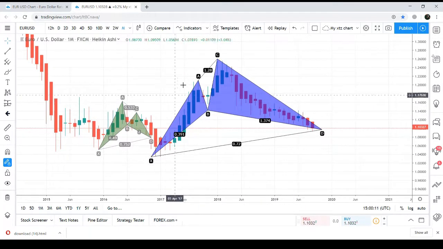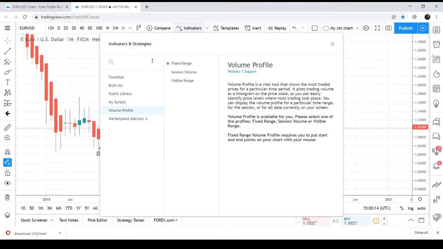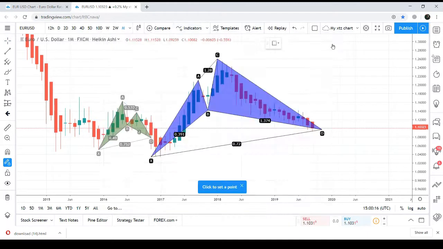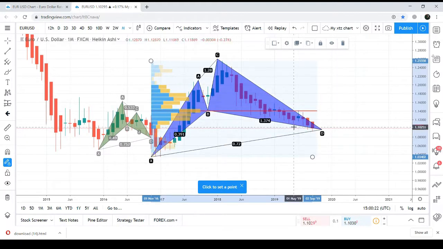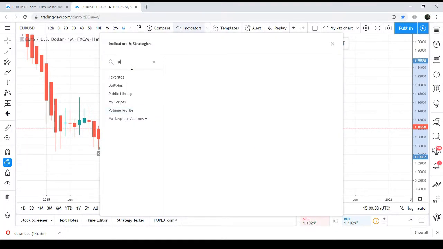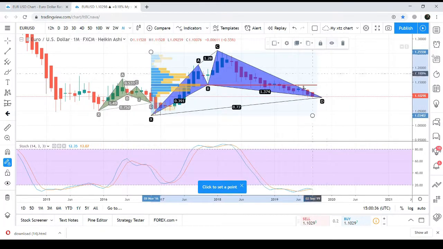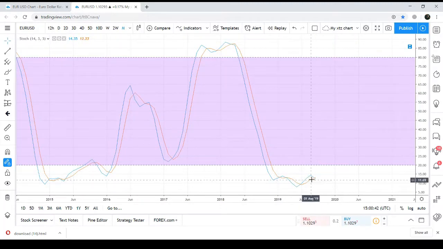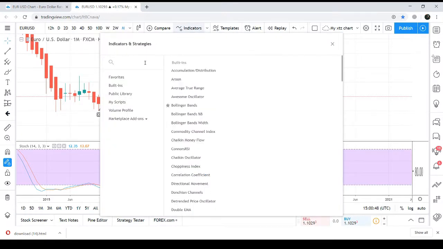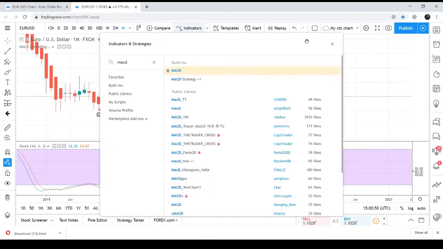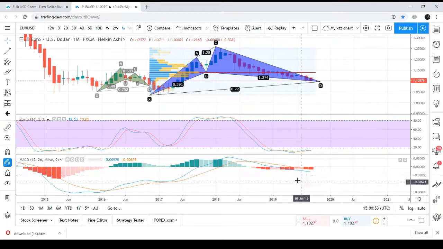Now after finding this pattern, we can apply the volume profile on this pattern to see the traders' interest from here up to here on the complete price action. Then we can see that the traders' interest is very weak or low below this potential reversal zone. And if we place the stochastic, then we can see the stochastic didn't give any bull cross so far. Here we can see it has given a bear cross, and if we place the MACD, then we can see that the MACD is also strong bearish.